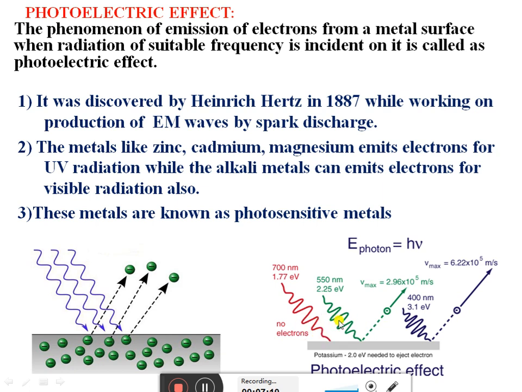It is clear that as wavelength decreases, means energy increases, photoelectric emission takes place. And if we move from violet to red, there is no photoelectric emission for red color. So this is the photoelectric effect.